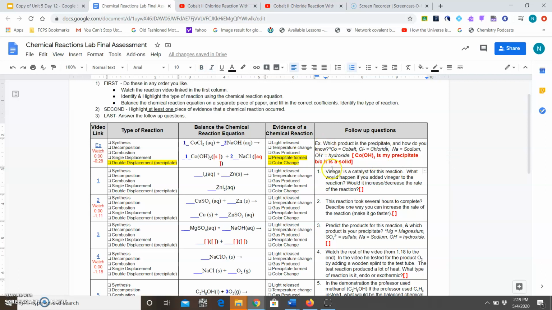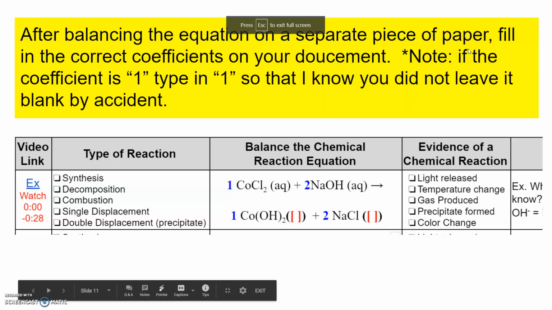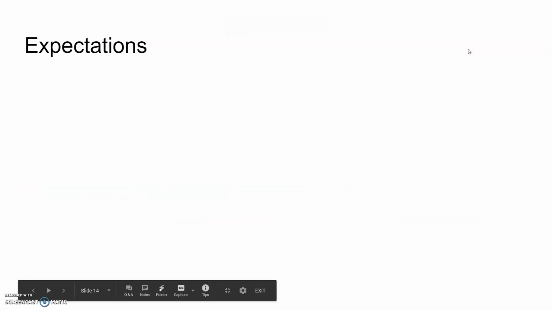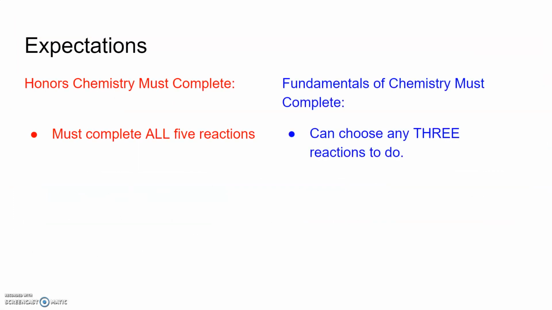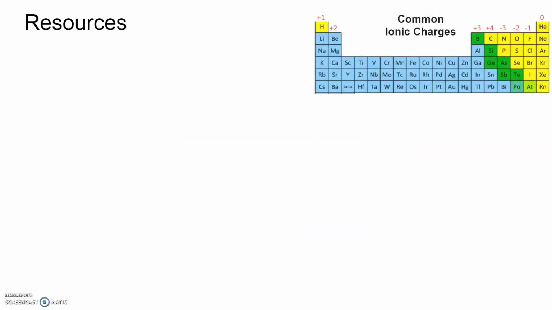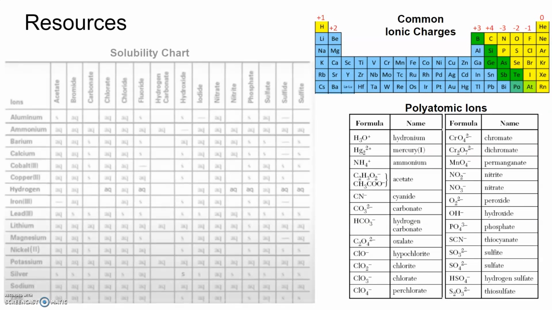Okay, final thing. Now that we've done all of that, I just want to go over some expectations with you. Just a couple of reminders about what you need to do here. So remember, honors chemistry, you have to complete all 5 reactions, and fundamentals, you can choose any 3 reactions to do. And when I say complete, you have to watch the video, identify the type of reaction, basically fill out all the columns for this. And you can follow the example as a guide. And I'm also linking here some resources that may be helpful for you if you need them: the common ionic charges, polyatomic ions, and then the solubility chart.